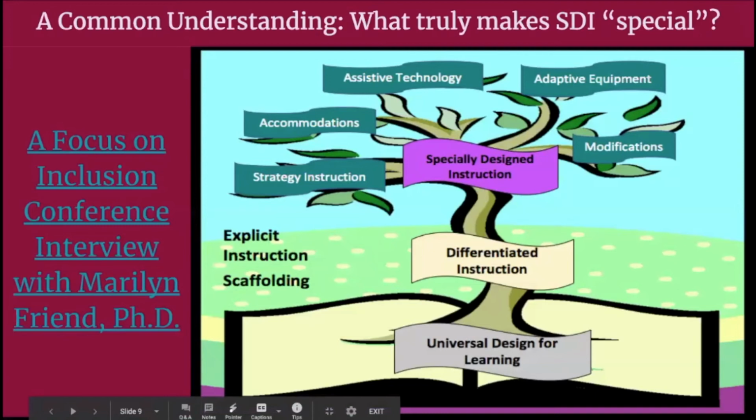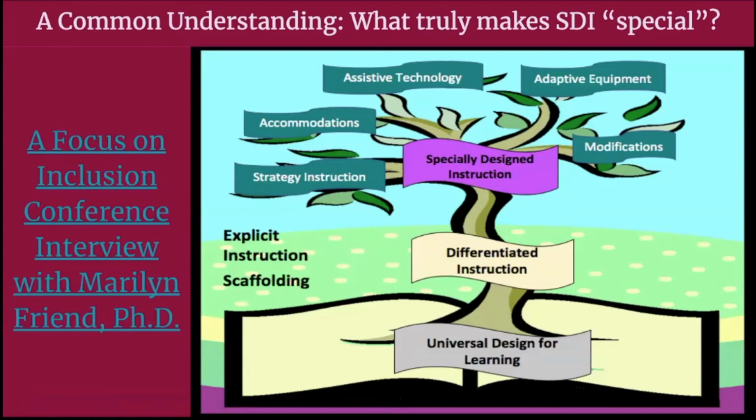Okay, now we get to one of my favorite graphics. This tree, I think, really shows what George Batch was talking about in the introduction video. It starts with universal design for learning. UDL is for all students. It's where we're designing our instruction and our curriculum, thinking about the learner variability in our room. We know that classrooms do not have all typical learners in there. We've got kids who have different strengths and weaknesses.